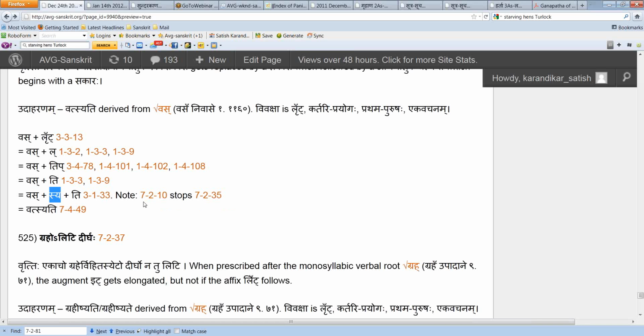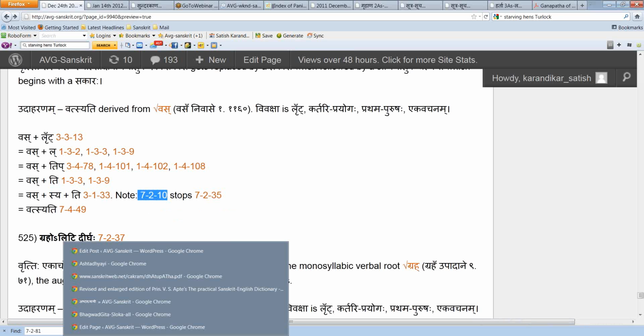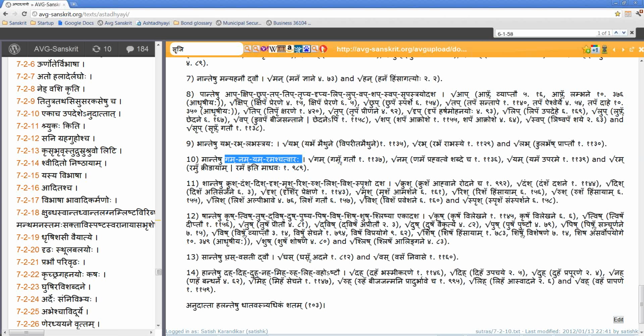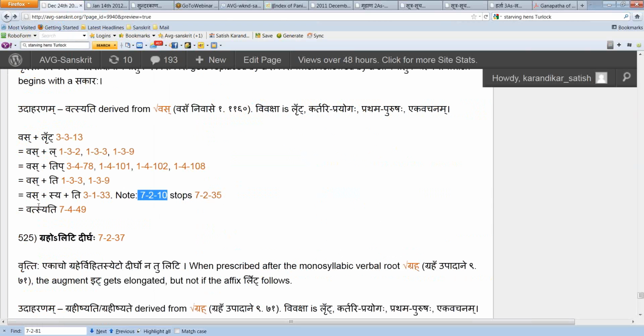And note that iragama is stopped by 7 to 10. Again, 7 to 10 keeps on coming over and over again. Santeshu, ghasavasati dvau. So the vas dhatu is anudattu padeshaha. So that is why this sakara of vas is followed by a pratyaya which is sakaradi. If there is idagama, of course, then the pratyaya will be ikaradi. There will be no question of sakaradi pratyaya following.